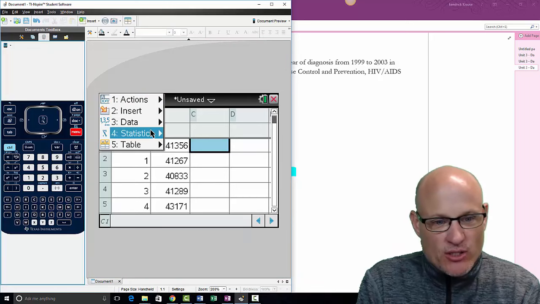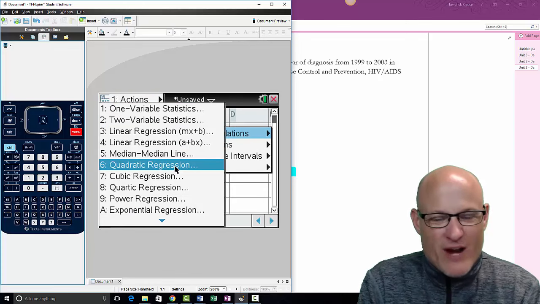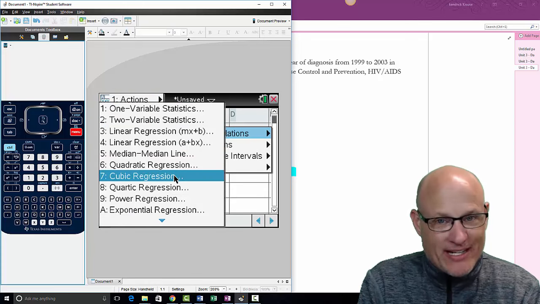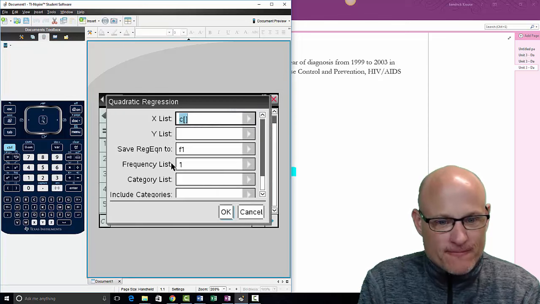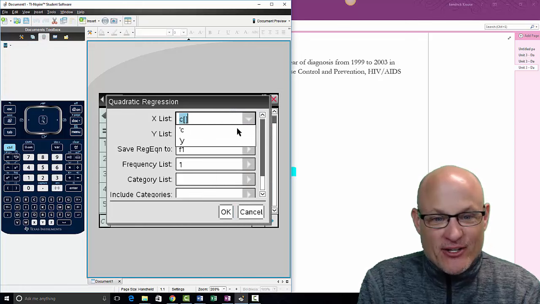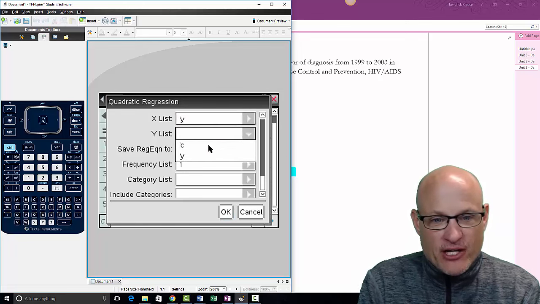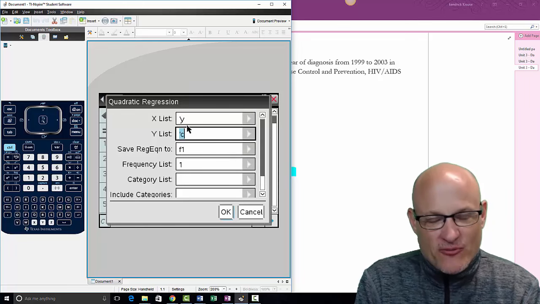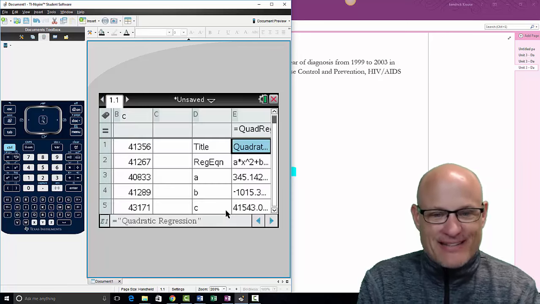We're going to go into menu, into statistics, into stat calculations. And we want quadratic regression, not cubic. That's third. Not quartic. That's fourth. Quadratic regression. We called our x value, believe it or not, y, because it stood for year. That was our independent variable. And our dependent variable was the number of cases. I should have probably written years out there, because that's kind of confusing. You just got to make sure you put it in the right places.